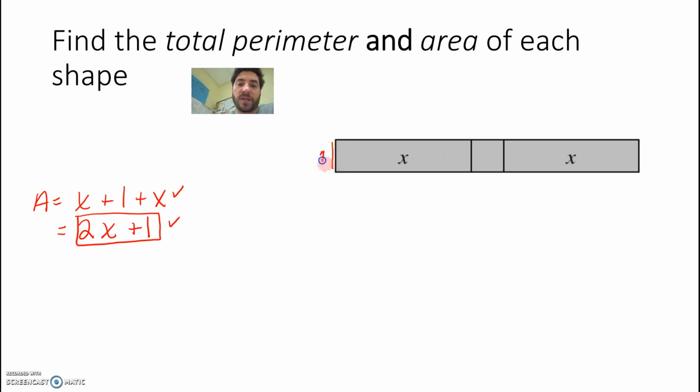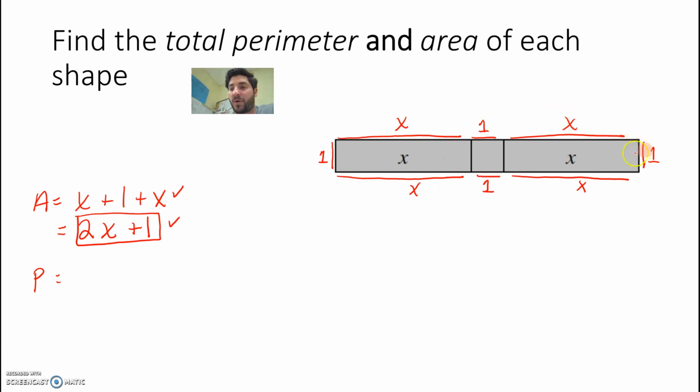This is a 1 unit here. This has a length of X. This has a length of 1. This has a length of X. This is a 1. This is an X. This is a 1. And this is an X. So how can I write an expression for the perimeter?